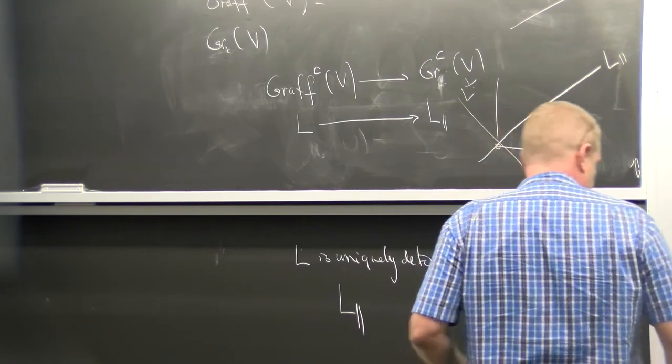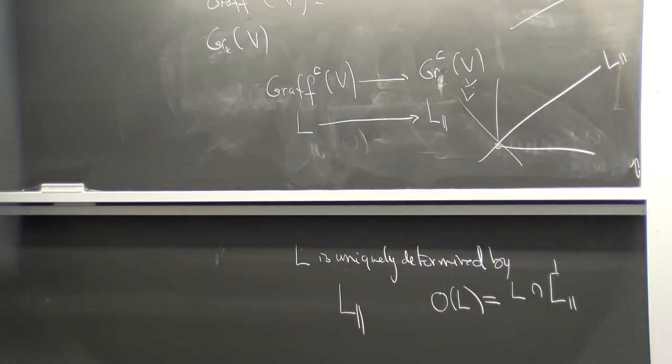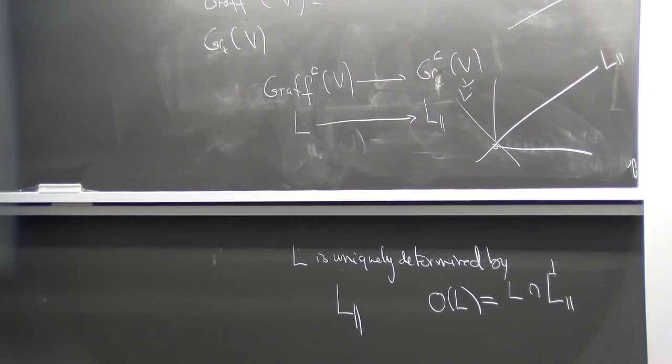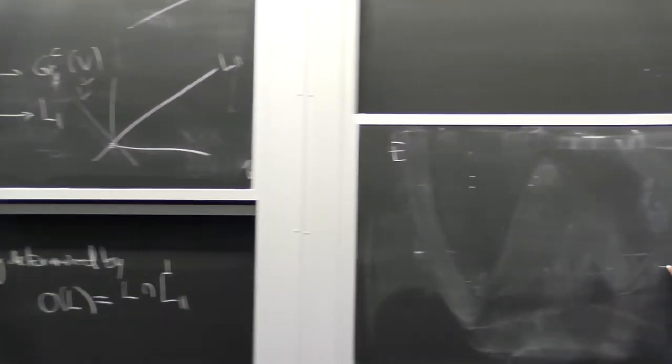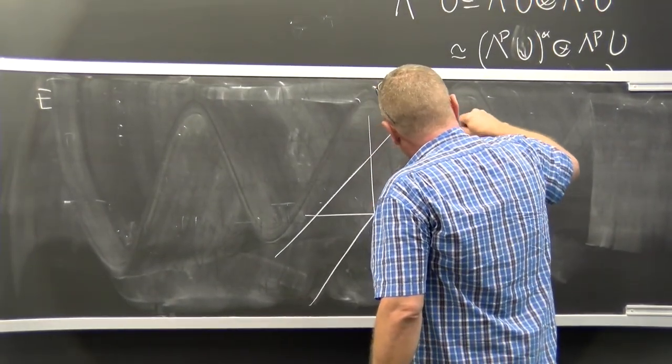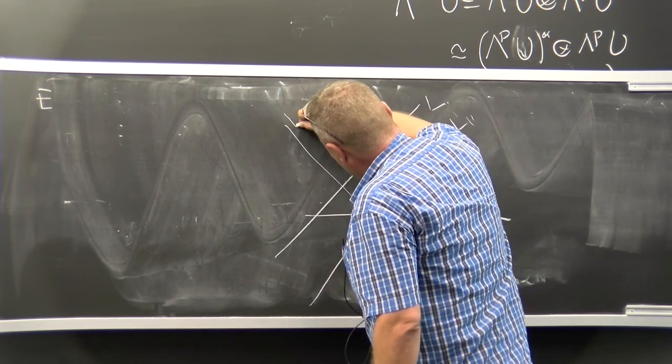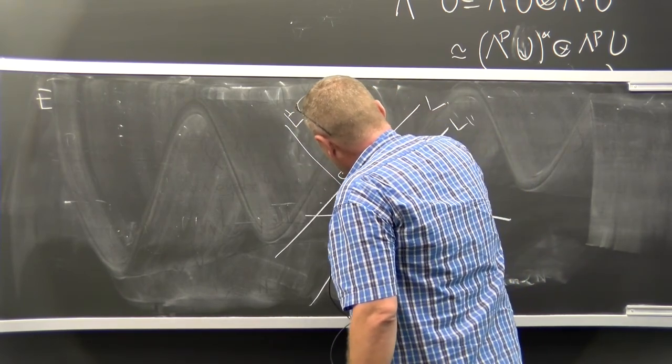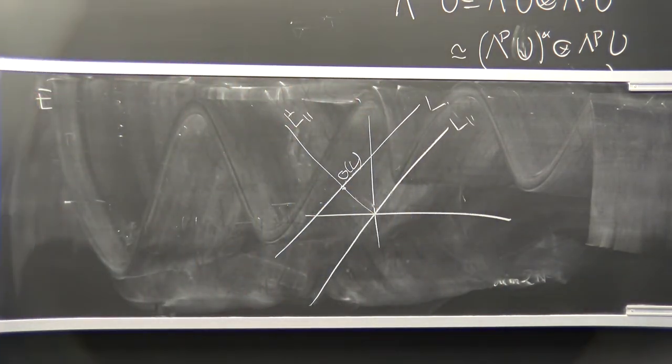So in terms of pictures, let me draw this better. So here's the space. Here's L. Here's L parallel. Here's L parallel perp. And here's the center. Okay. Now, what this is saying is, this is the total space of a vector bundle over this Grassmannian.